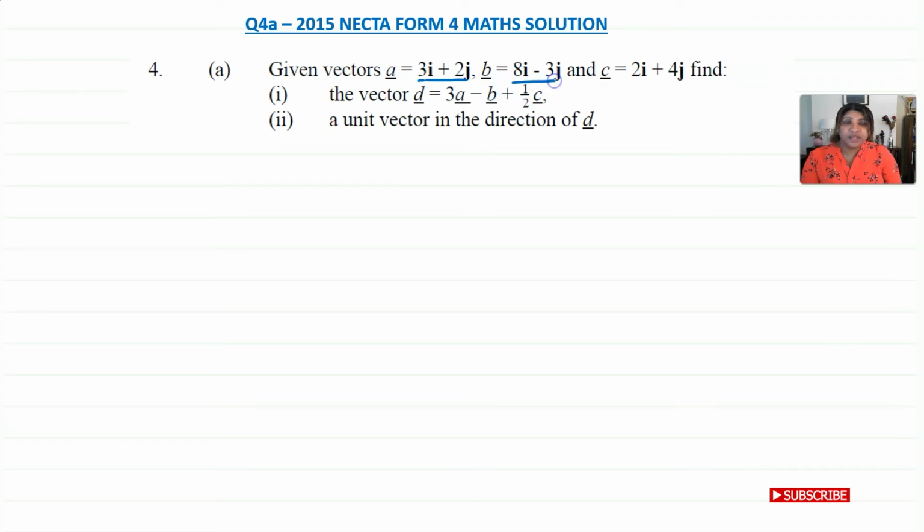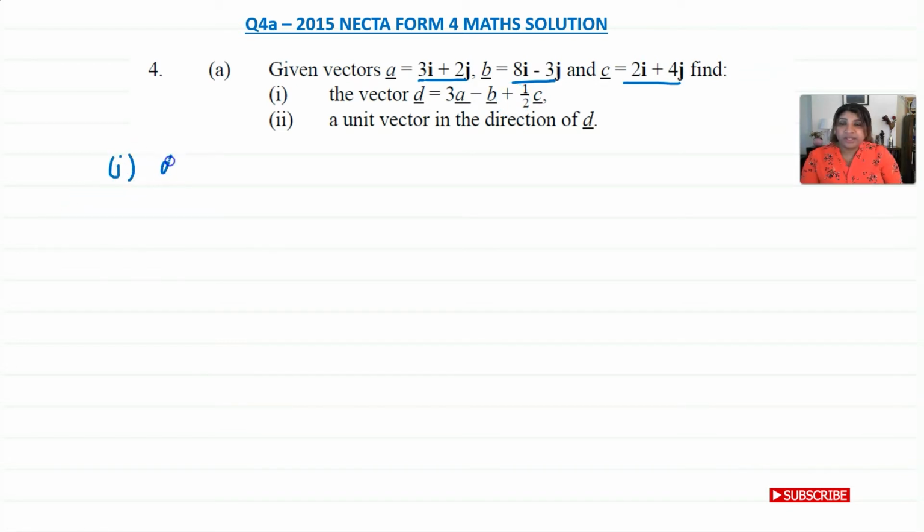Okay, so question 4a says, given vectors a equals 3i plus 2j, b equals 8i minus 3j, and c is equal to 2i plus 4j, find first the vector d, which is equal to 3 of a, take away vector b plus half of vector c. So let's start with I then.